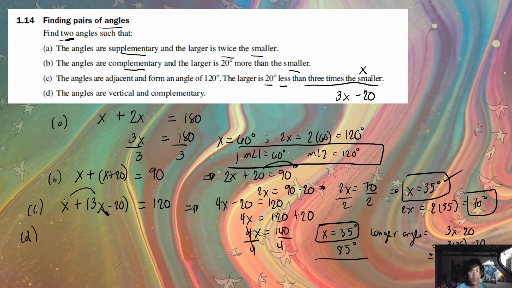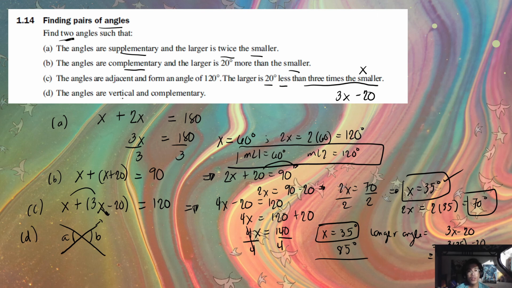For the fourth one, we have the angles are vertical and complementary to each other. Now, what does that look like, grade 8 students? When we have vertical angles, they must be opposite each other. Let's try to draw those angles here on our board. Let's say this is angle A, and this is angle B, and they are vertical to each other, since they are opposite to each other and they have equal measurement.